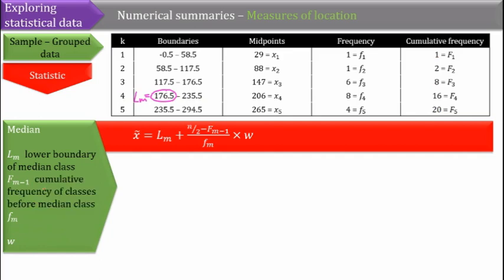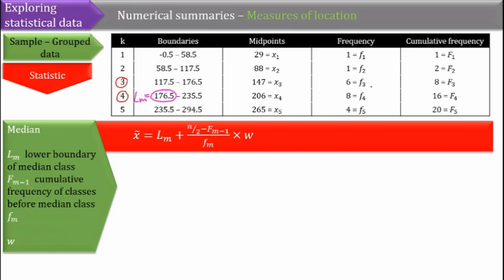The next one is the cumulative frequency of the classes before the median class. When you see a capital F, when we work with grouped data, it always refers to cumulative frequencies. Lowercase f will be the relative frequencies. Right, subscript m minus 1, which means the class before the median class. So we've identified class 4 as the median class. The class before it will be 3.